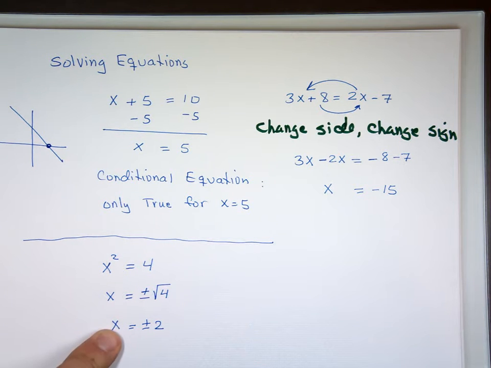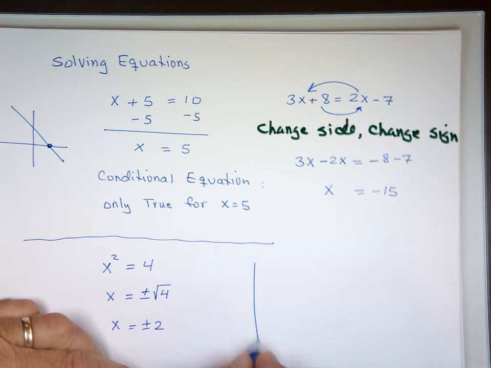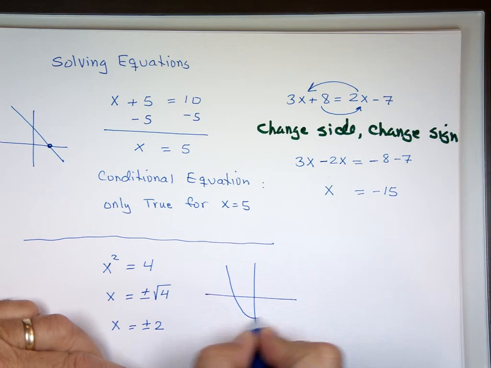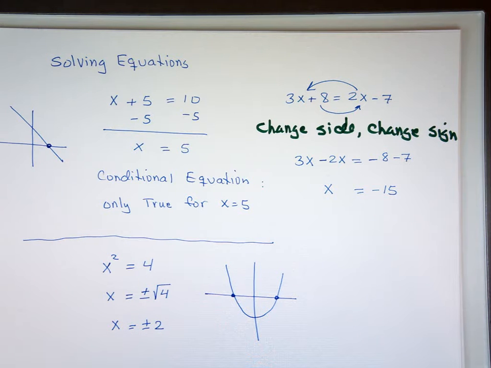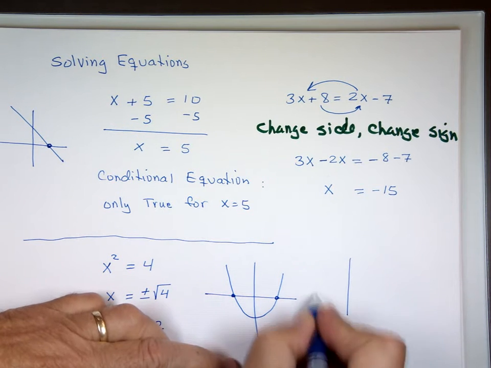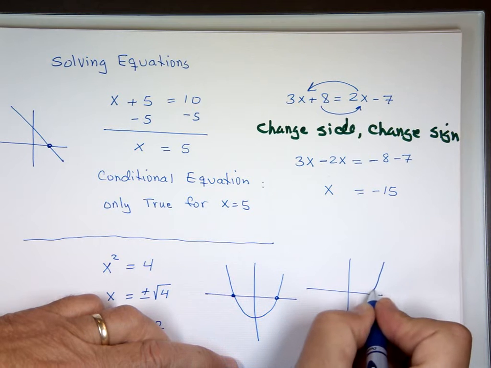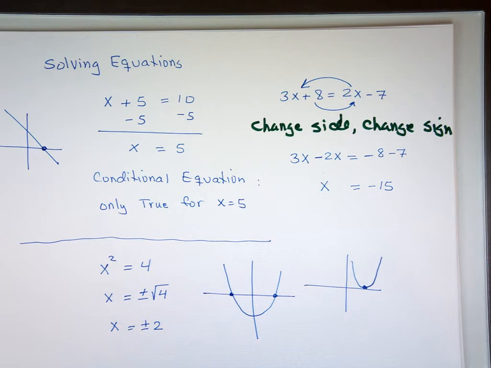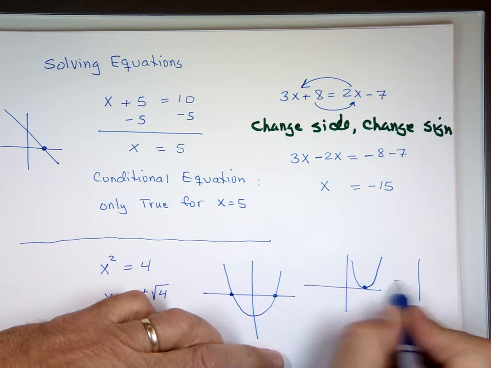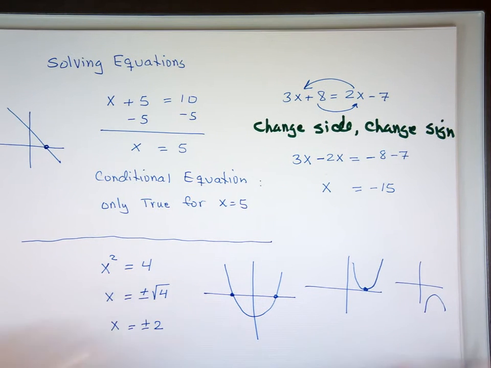But when you graph a quadratic equation, the shape is what? Parabola. So you could have two solutions, because a parabola will look sometimes like this. And there's where the -2 and the +2 are. But also a parabola could look something like this. And that's only one solution. Or it could look like this. And that's no solution. It doesn't cross the x-axis.